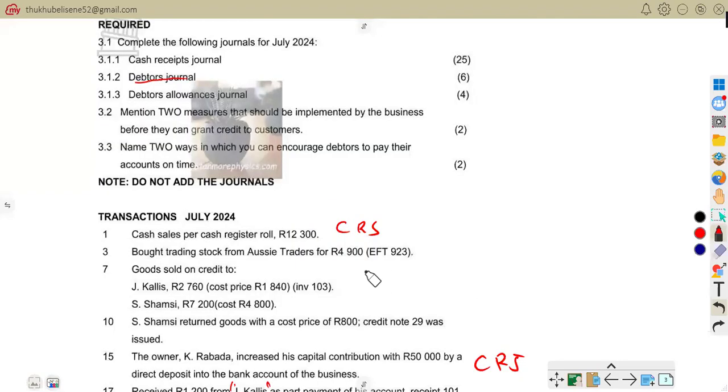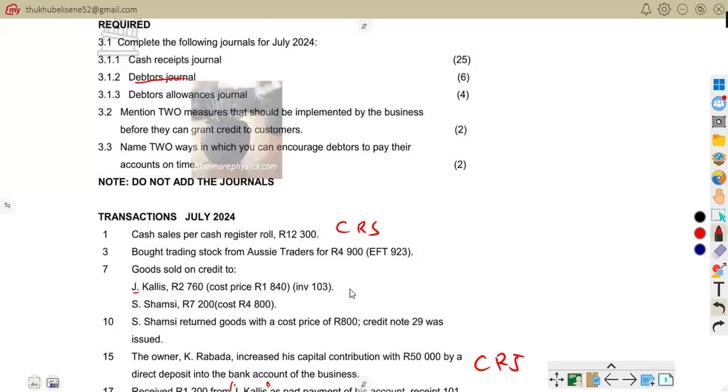So now we are under that, and if you go to the transactions, as we have said, the first transaction is about only cash receipt journal. But if you go to transaction 3, bought trading stock from Aussie traders for 4,900. And then transaction 7, goods sold on credit. As we have said, it records credit sales only. Goods sold on credit to J. Gallis for 2,760 and cost price is 1,840. It is given, as you can see.